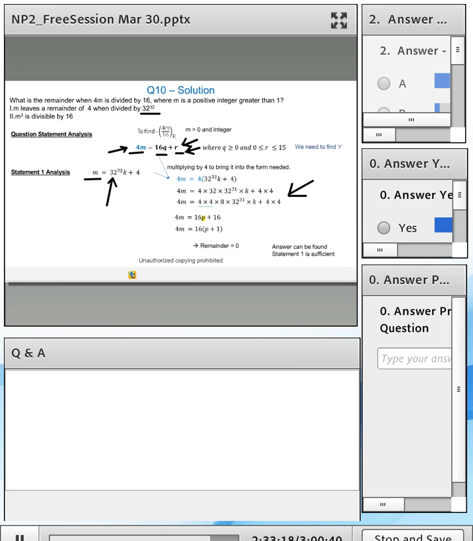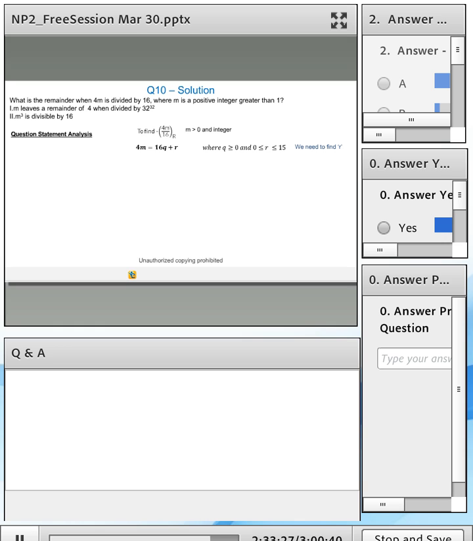So for those of you who selected choice A and D, you did well. A number of you were able to do this statement analysis correctly. Now let's look at statement 2. M cube is divisible by 16. Now this statement is a bit complex.